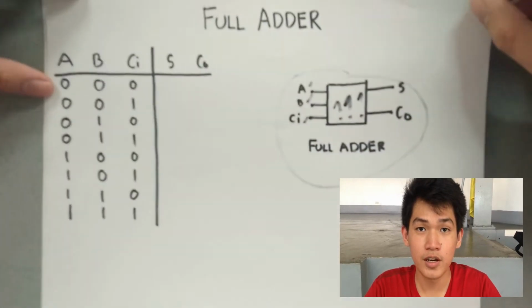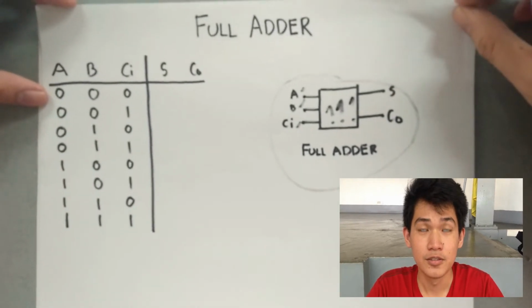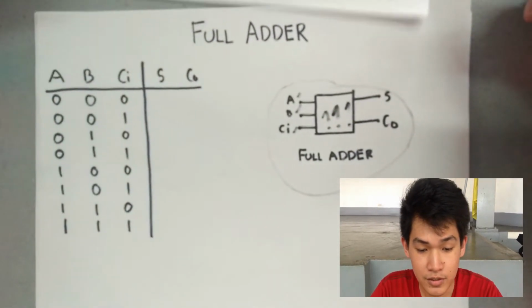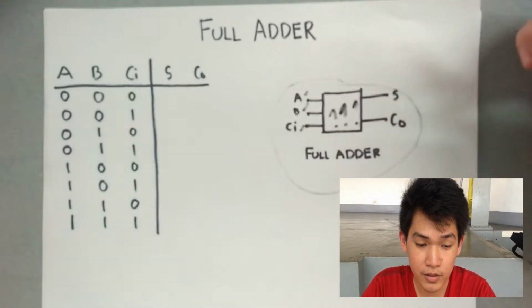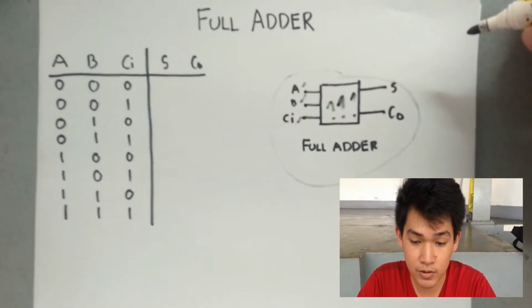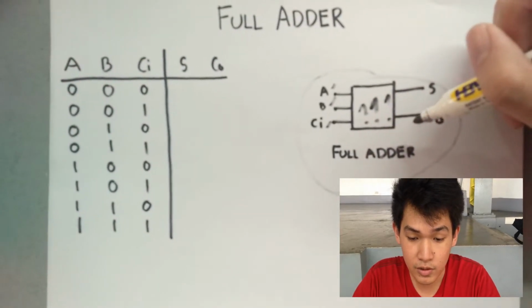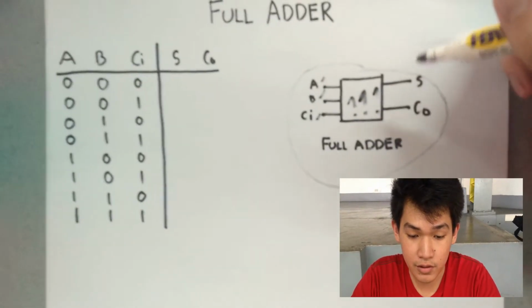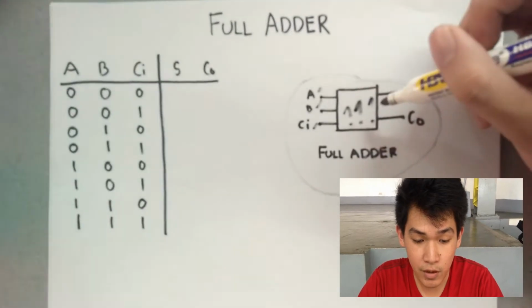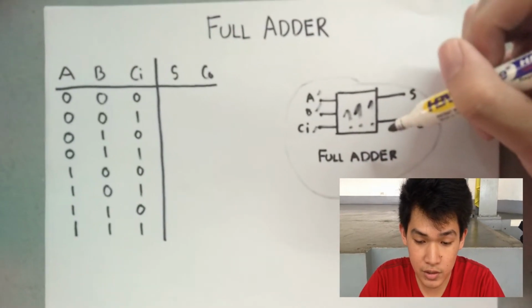Now we're going to discuss the full adder. In this presentation, we are going to find the logical expression for the sum and the logical expression for the output carry. This box, you can see here, is your full adder, and what is inside this box is a combination of logic gates.